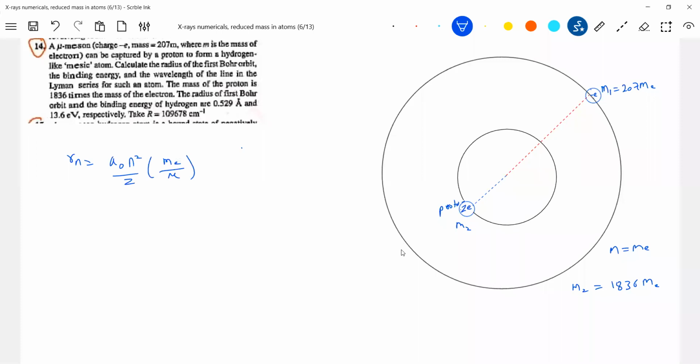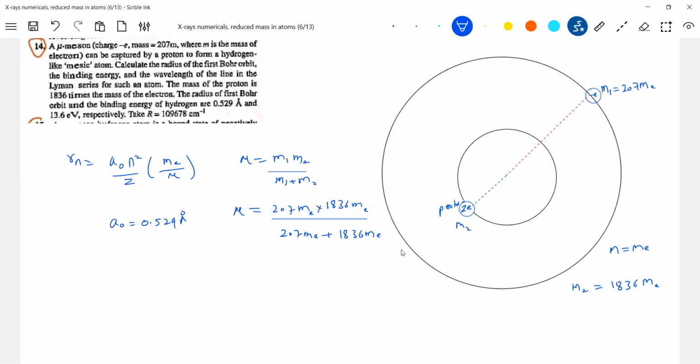How to calculate mu? Let's use this formula: 1 by mu, or mu is equal to m1 m2 by m1 plus m2. m1 is 207 m_e, so mu is 207 m_e times 1836 m_e by 207 m_e plus 1836 m_e. I'll get mu in terms of m_e. So m_e by mu I'll substitute, and we know a naught. What is a naught? a naught is 0.529. So I'll get the radius of the nth Bohr orbit.